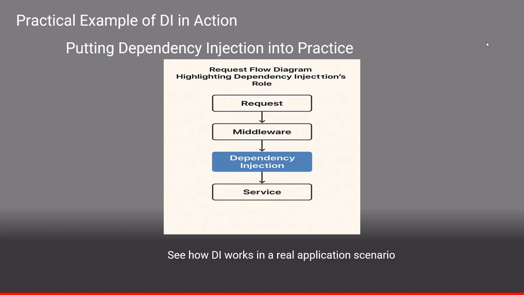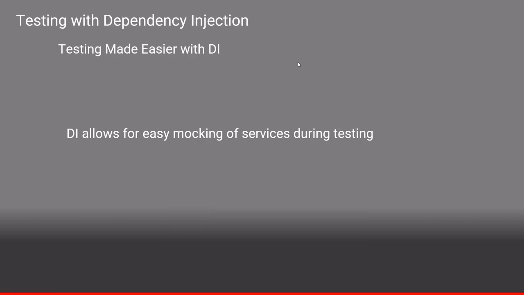One of the biggest advantages of using dependency injection is how it simplifies testing. With DI, you can pass in mock implementations of your services when testing your controllers. This means you can isolate the controller's logic and verify its behavior without relying on external dependencies.